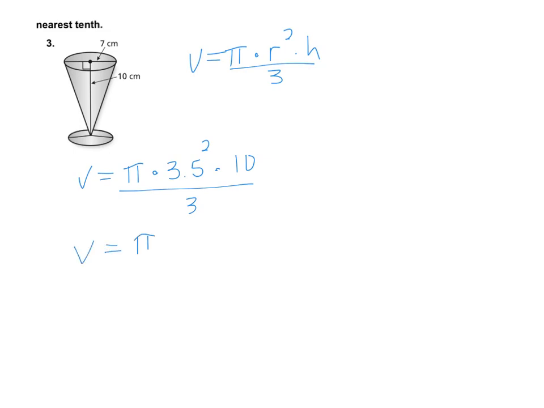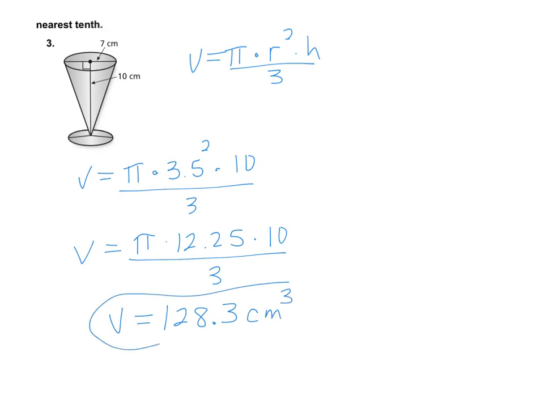Volume is equal to pi times 3.5 squared, which is 12.25, times 10, whole thing over 3. And now we can do this on our calculator. We'd have pi times 12.25 times 10 equals, divided by 3, rounded to the tenths, our volume is going to be 128.3, and the correct label would be centimeters cubed. And that's how you do the third one. Let's look at number 4.